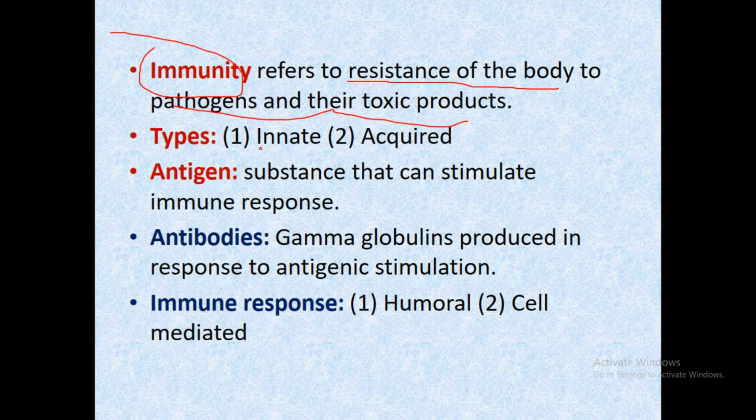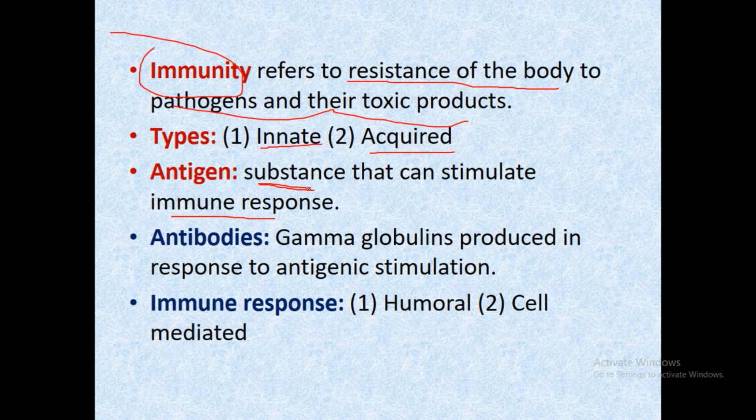Immunities are of two types: innate immunity and acquired immunity. Innate immunity means the immunity which is present since birth, and acquired immunity means the immunity developing inside our body after birth.